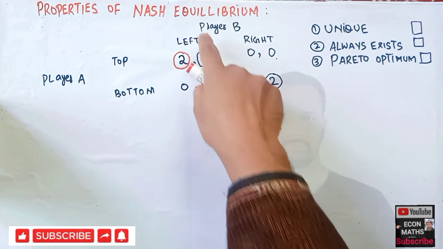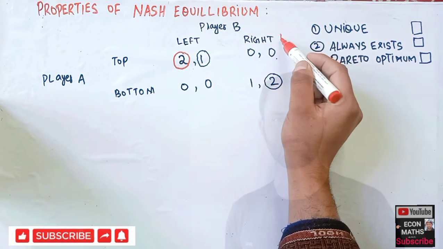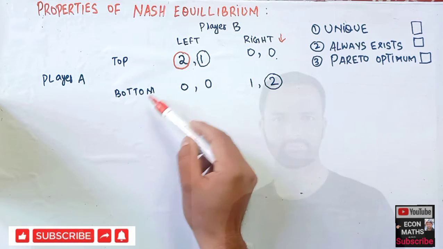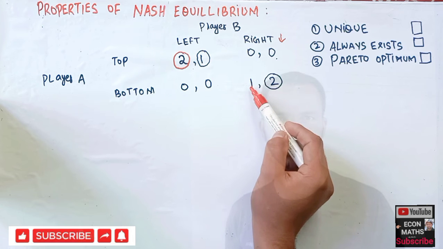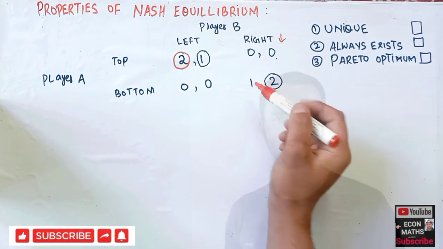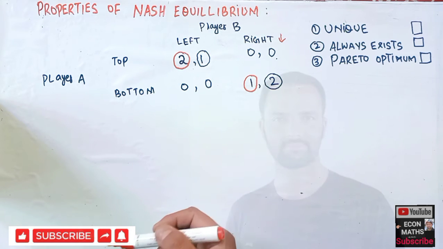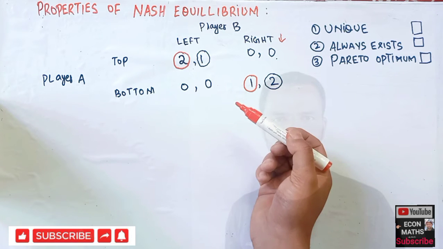Now let us see what happens if player B chooses right. Again player A has two options, either to go top or bottom. Top gives him 0 as payoff, bottom gives him 1 as payoff. Obviously 1 is greater than 0, so he will choose 1 here. And here we can see we have two Nash equilibriums.